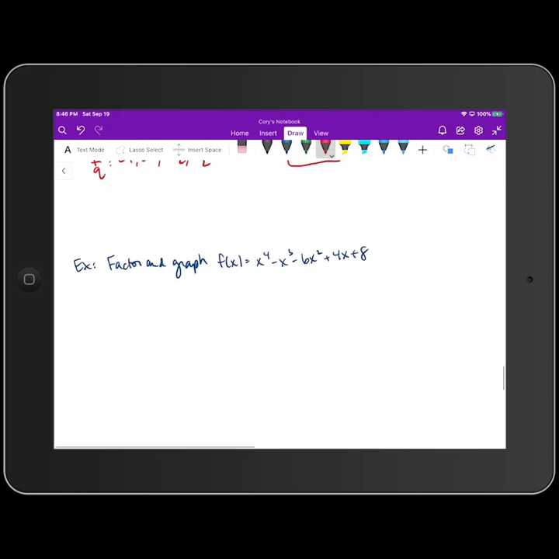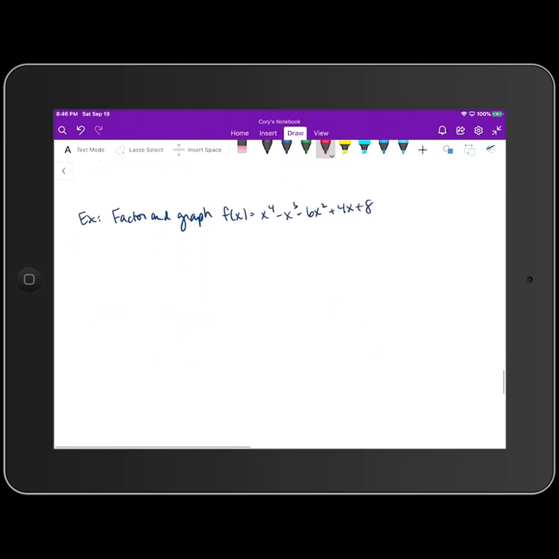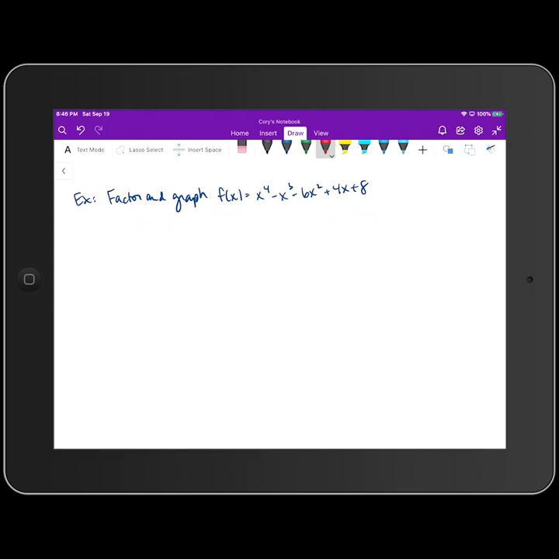Okay, let's move on to the next example. So the directions for the next one say to factor and graph the function f of x is equal to x to the 4th minus x cubed minus 6x squared plus 4x plus 8. Okay, I want you to try factoring this first. So pause the video, factor. Whenever you're done, turn it back on. I'll work it through. And then if you want to pause before I graph, that's fine. And then you can check your graph against mine.